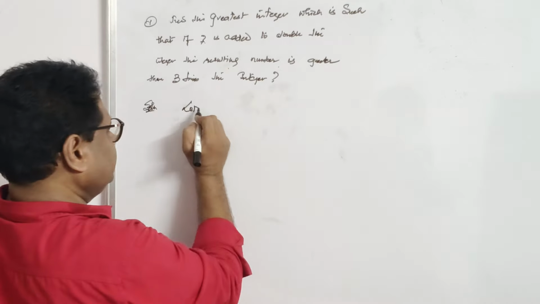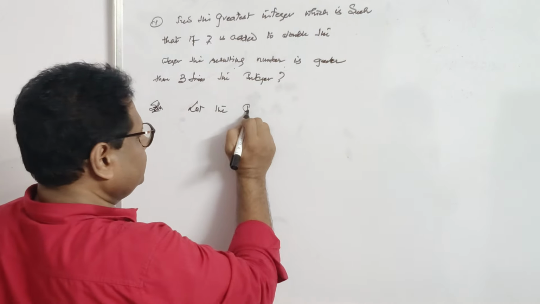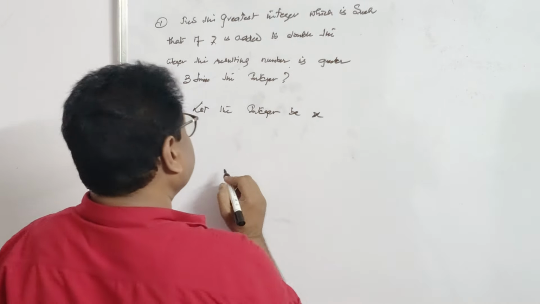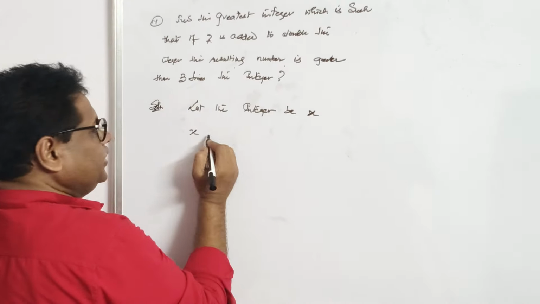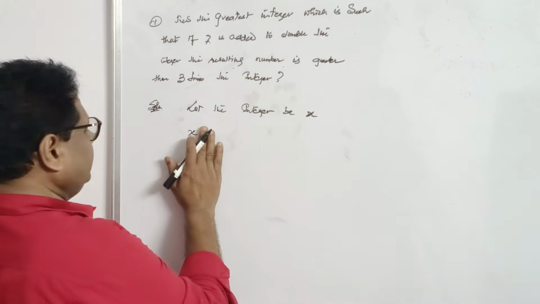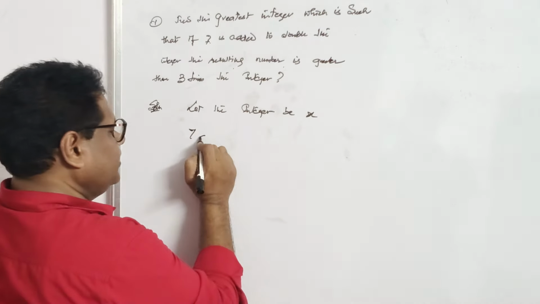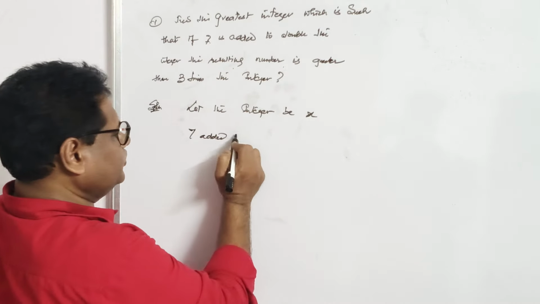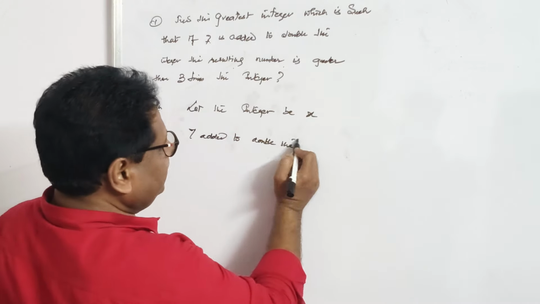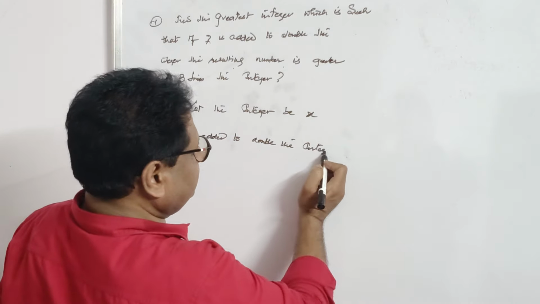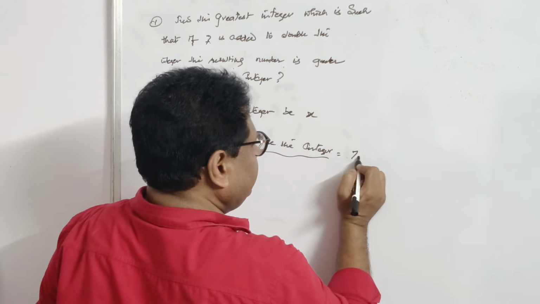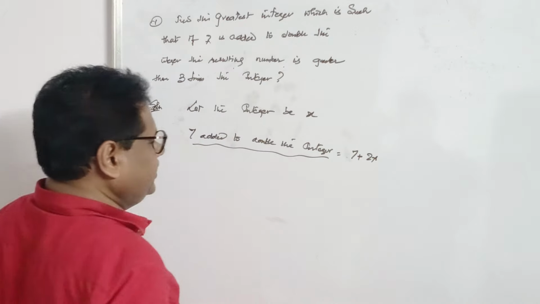Let the integer be x. Now when you add 7 to double the integer, 7 added to double the integer, what do you get? The resulting number. This is 7 added to double the integer, right?